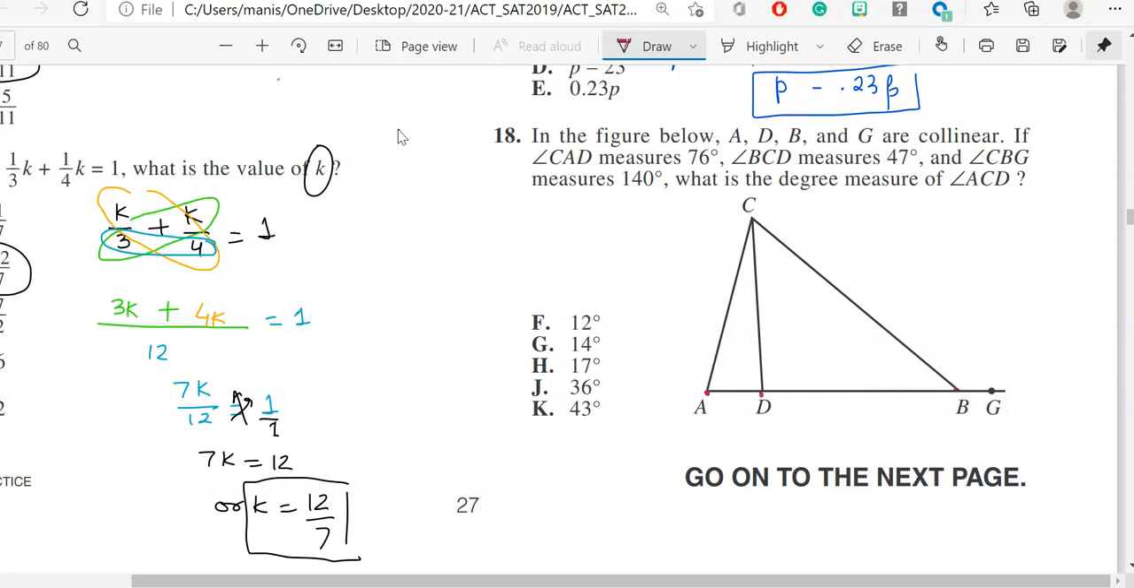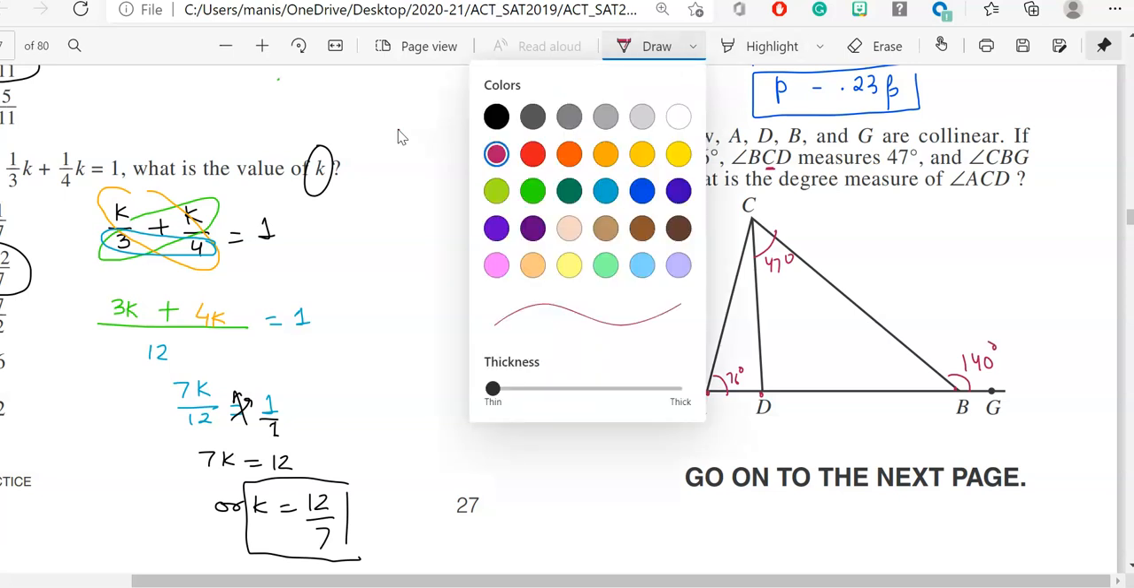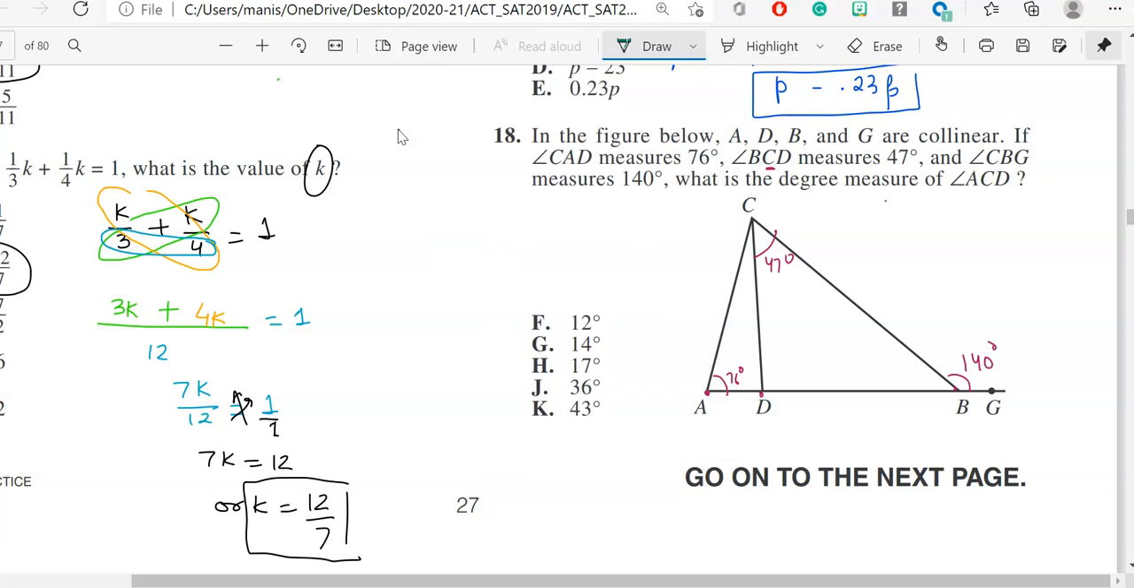If angle CAD, this is your CAD, is 76, BCD, always look at the middle letter, is 47, this is your 47 degrees, and CBG measures 140 degrees. What is the value of angle ACD? So the question is asking me to find this value over here.